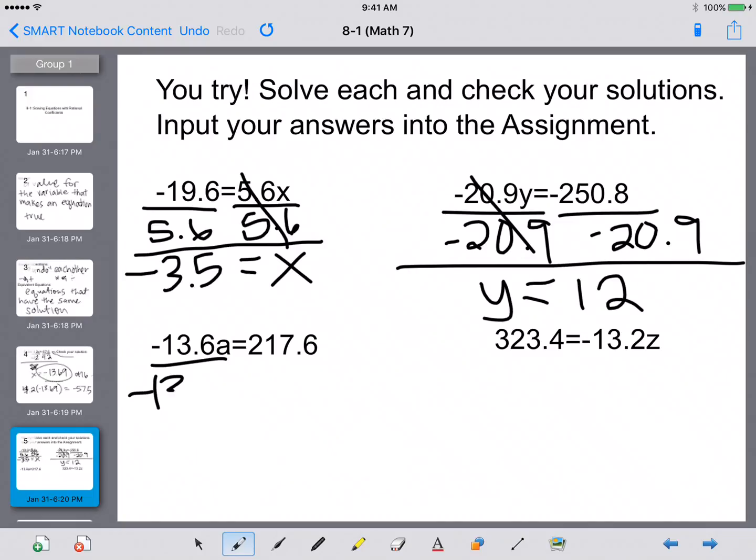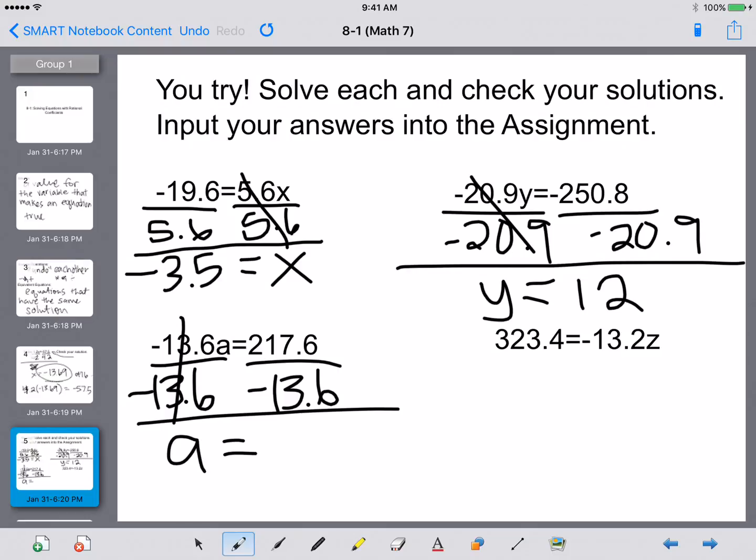We're dividing by the coefficient once again. What you do to one side, you do to the other. Those cancel out, and we get an A equals. We do 217.6 divided by negative 13.6, and I get negative 16.